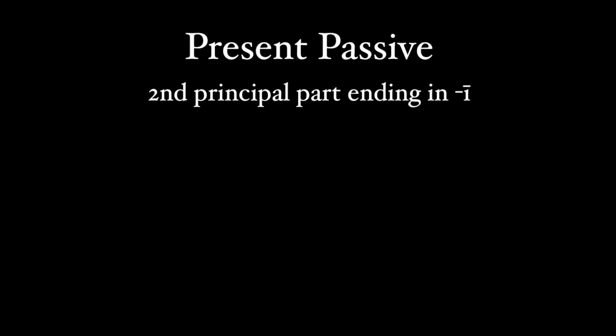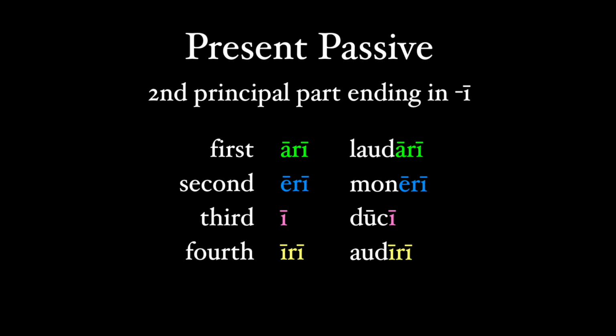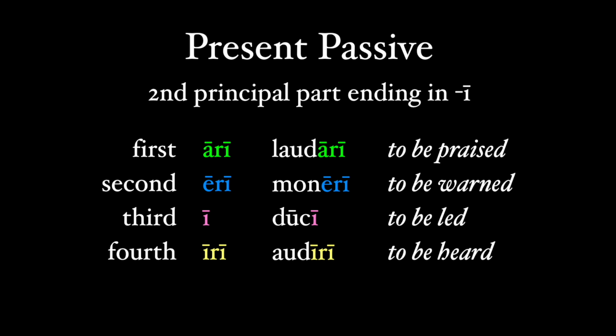Moving to the right, the present passive infinitive is a slight variation on the active form. Instead of ending with a short e, we're going to end with a long I. For first, second, and fourth conjugation verbs, this long I is placed after the r, so we have laudari, moneri, and audiri. Third conjugation verbs replace the full ere ending with the long I, duci. Since this is present passive, we translate this with to be, and then the past participle. So to be praised, to be warned, to be led, to be heard.